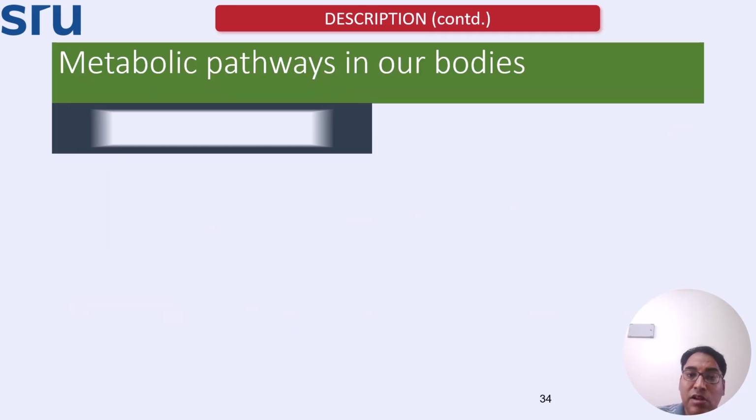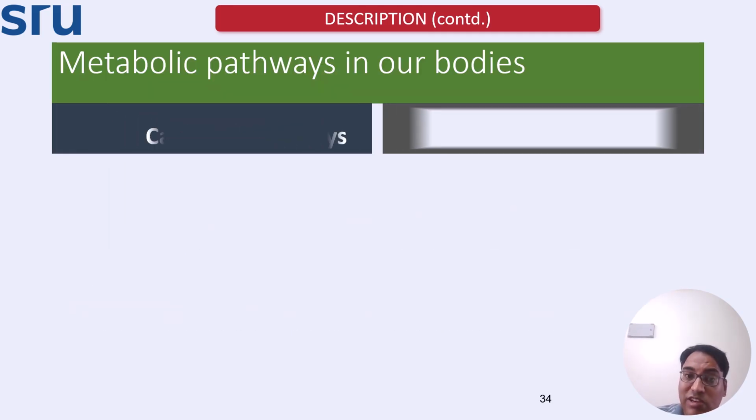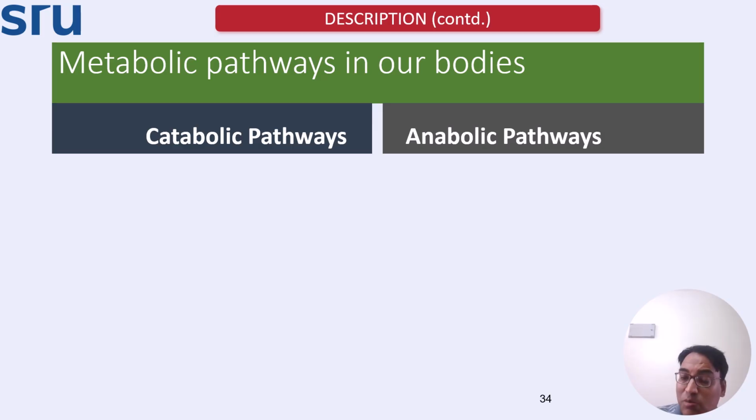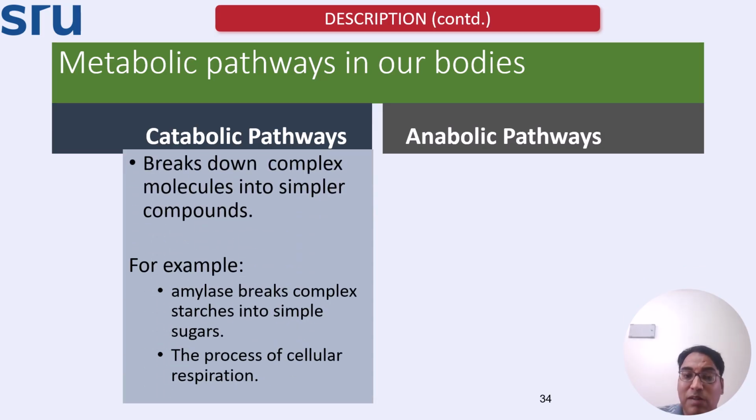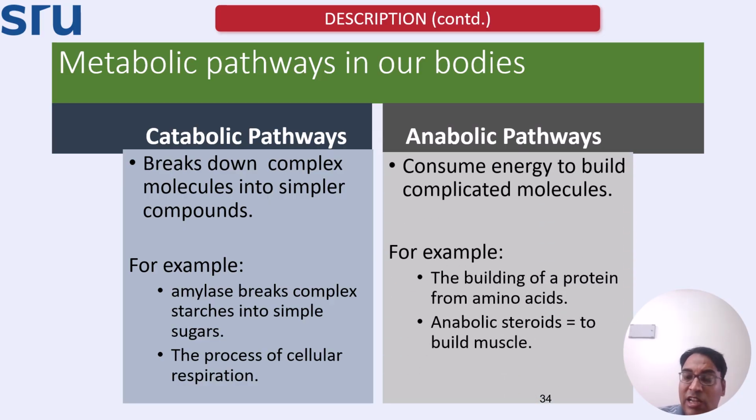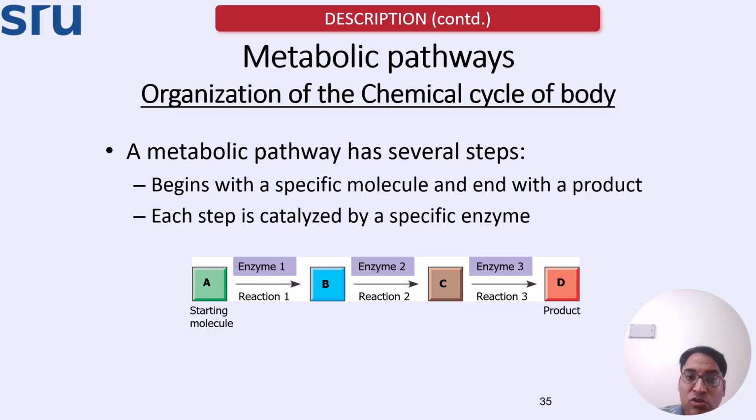What are the metabolic pathways working in our body? One is the catabolic pathway and one is the anabolic pathway, as you know. Catabolic pathway means something which is breaking things up. Okay, amylase breaks down complex starches into simpler sugars. Anabolic pathway is building up bigger molecules from smaller ones, like amino acids to proteins. Alright. Now we are going deeper into things.